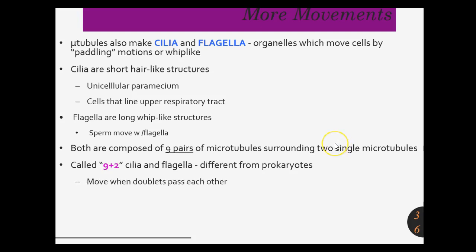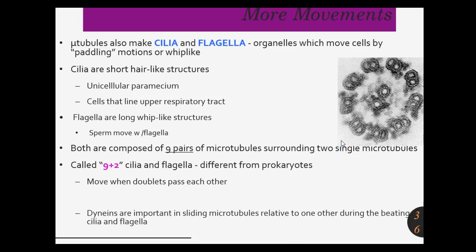It's when the doublets pass each other that you have the whip-like motion. And let me get that picture up here. So here are the 2 in the center, and then you have a doublet here, a doublet there, a doublet there. Okay? And I believe this concludes our slides for this chapter.